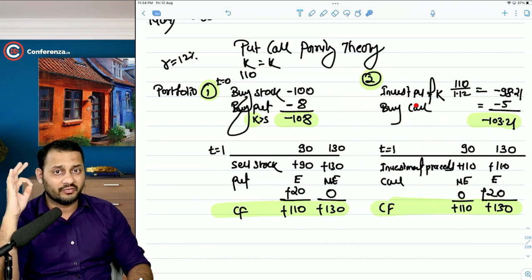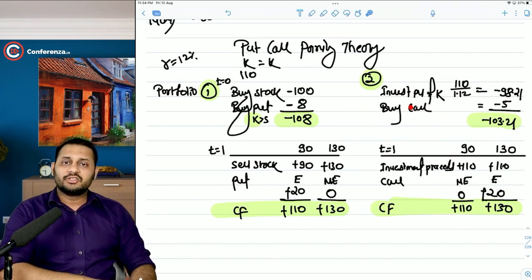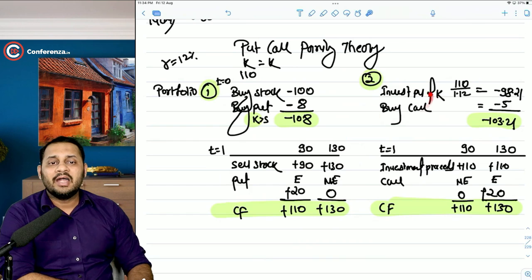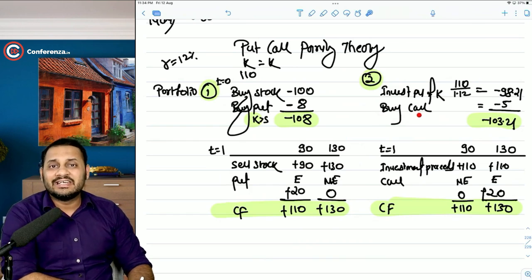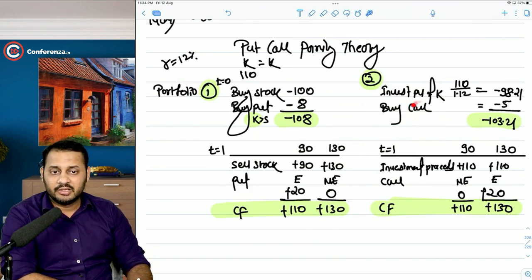Because of that, what will happen? I will tell you. Because of that, the demand for the call option will start increasing. Since the demand will increase, the option value will also increase. This 5 rupees will start increasing to such a level that this total becomes 108.